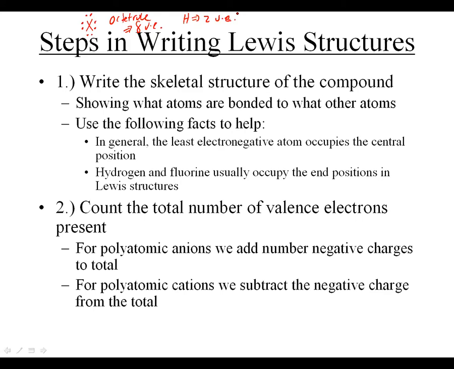So when you go to draw these Lewis structures, the first thing you want to do is draw the skeletal structure for the compound. In most cases, you'll be given a formula. You want to think about the logical way to arrange it. A couple of things that could help you: in general, in the center of the molecule is the least electronegative atom. So in the center should always go the least electronegative atom.